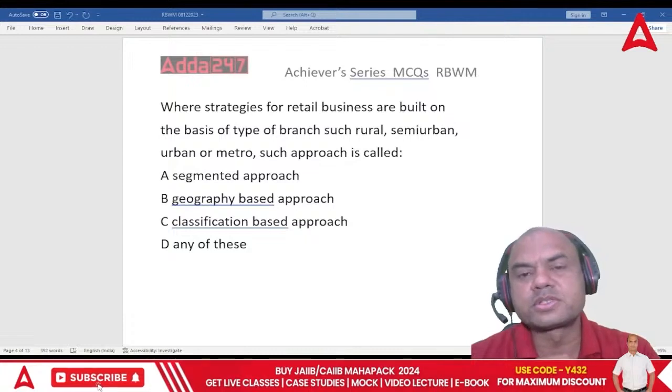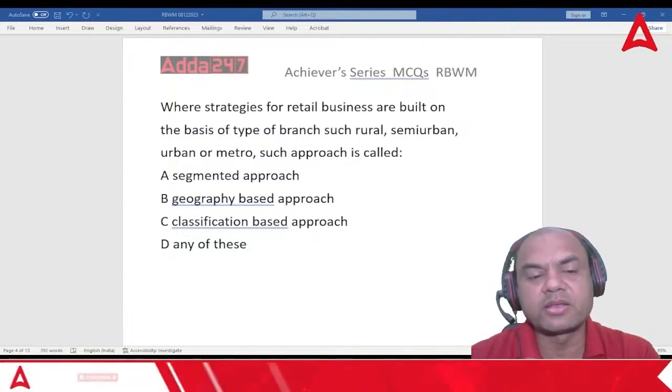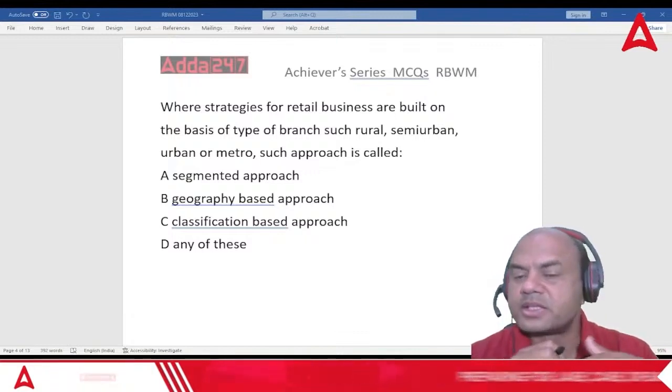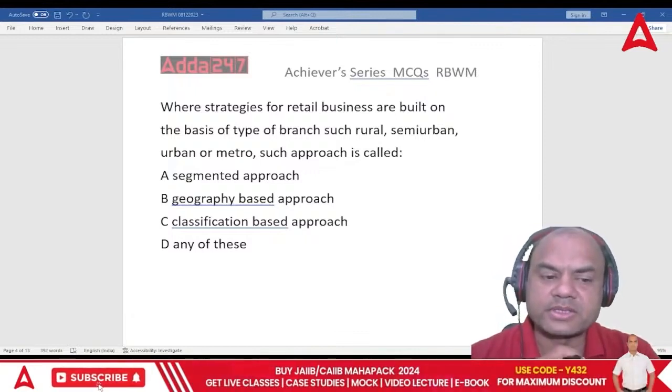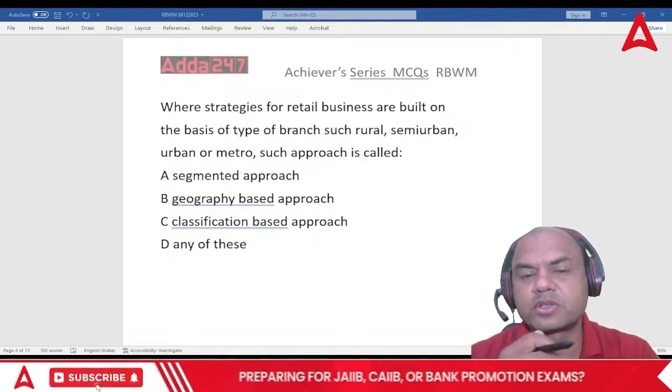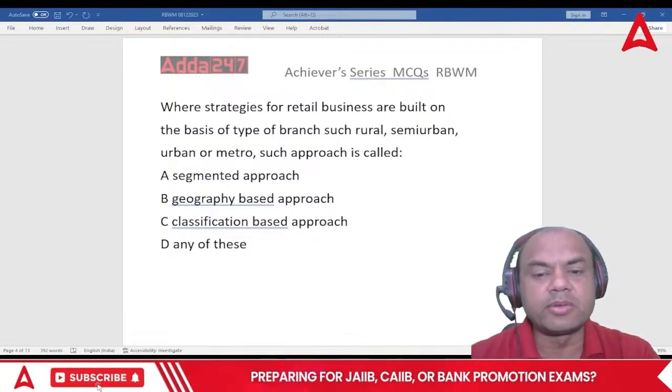So this approach is called as what? Segmented, geography based, classification based. Just now I gave you the example of geography based, right? So what was the answer? Geography based means it will be based on geography.